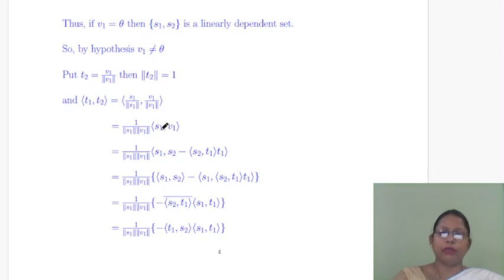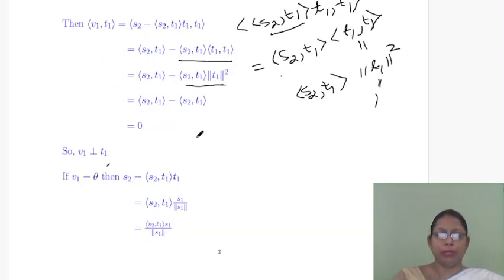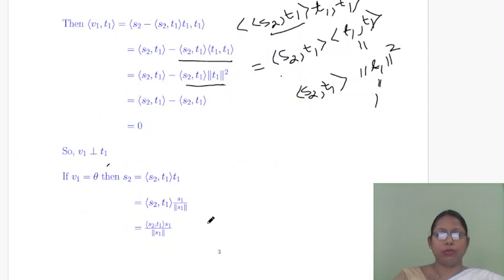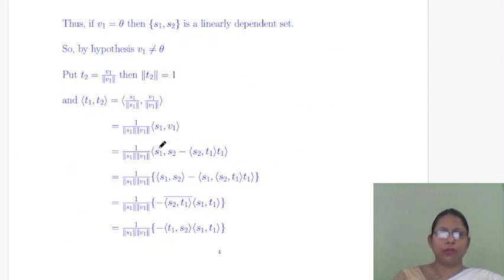Inside the inner product, we will get ⟨s1, b1⟩. Next, put the value of b1. What is b1? b1 is s2 minus the inner product of ⟨s2, t1⟩. Put this value. This is your b1. Next, expand this. You will get this one.